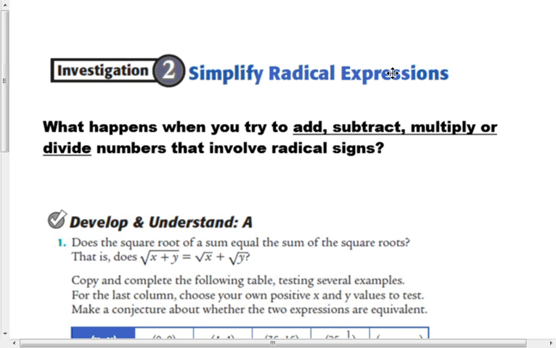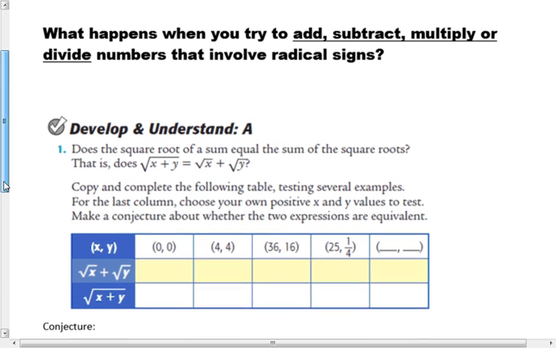In this lesson, we're going to learn how to simplify radical expressions. In order to do that, we need to look at what seems to be happening with radicals, like what can you do, what can't you do to simplify it. So I'm just going to work you through one of those problems here.